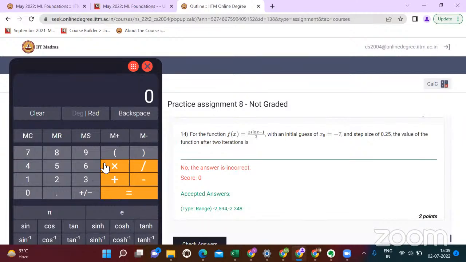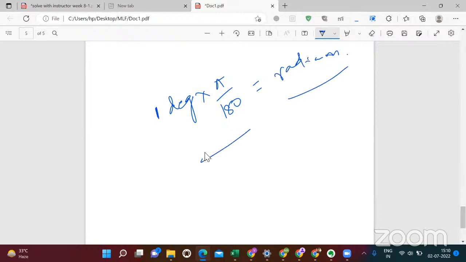How can you calculate degree to radian? First we select minus, then 7, and then sine. Okay, that is fine, I'm just asking how to calculate. 1 degree is pi upon 180 radians, right? This will get in the form of radian, correct?